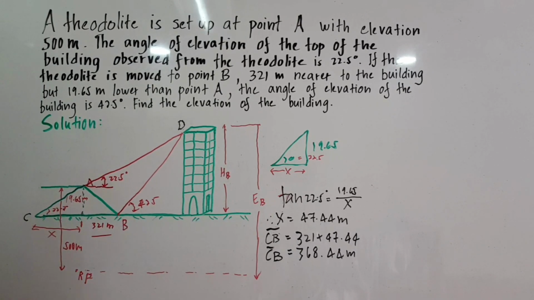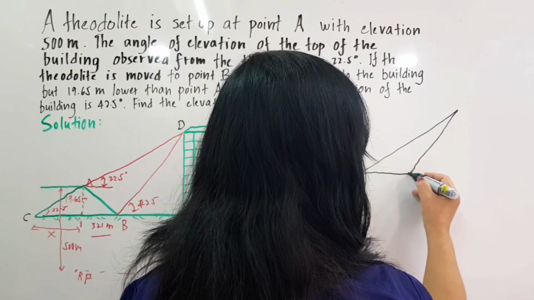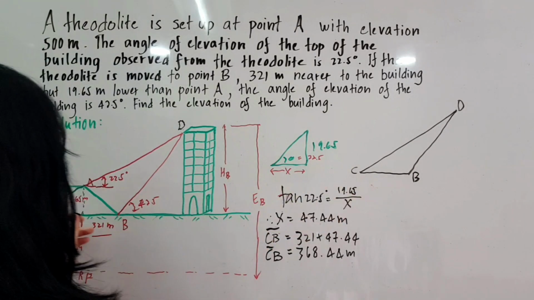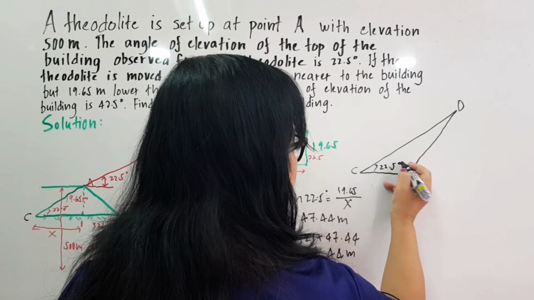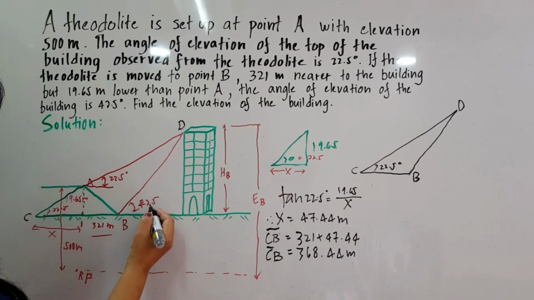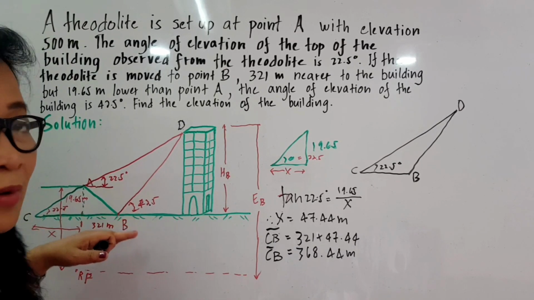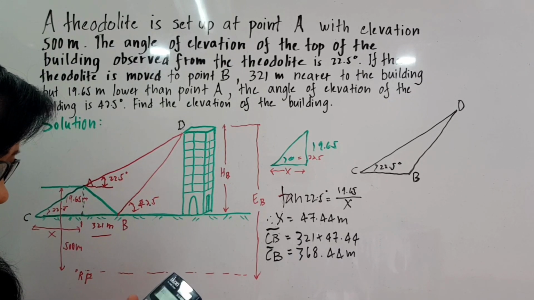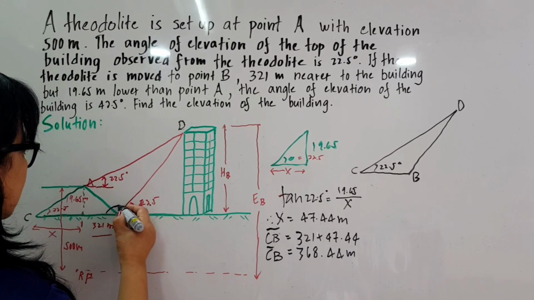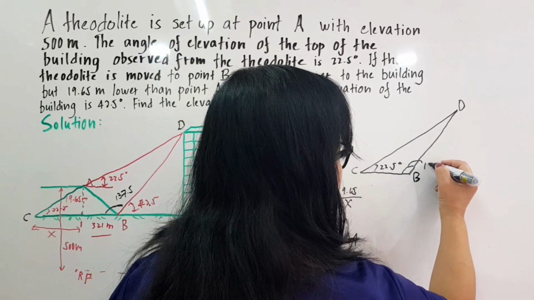Ngayon, kung ilabas natin yan, ganito yung itsura niya. Ito yung C, ito yung B, ito yung D. Now, dito, meron ng 22.5 degrees. Paano naman ito? Ito, meron na tayong 42.5 degrees. Minus the 180, kasi on the straight line, ang total ng angle niya is 180 degrees. So, 180 degrees minus 42.5 is equal to 137.5. So, itong angle na to is 137.5.